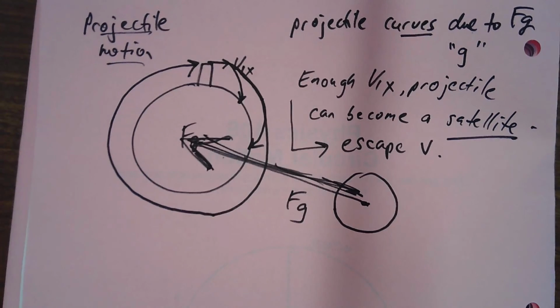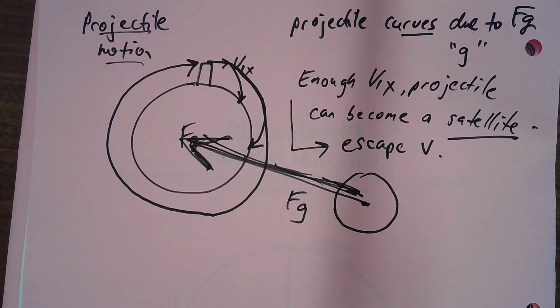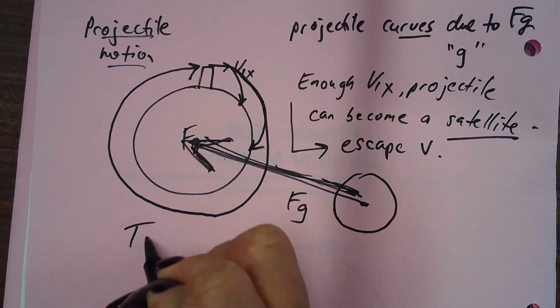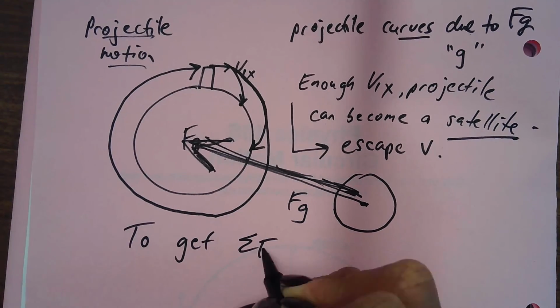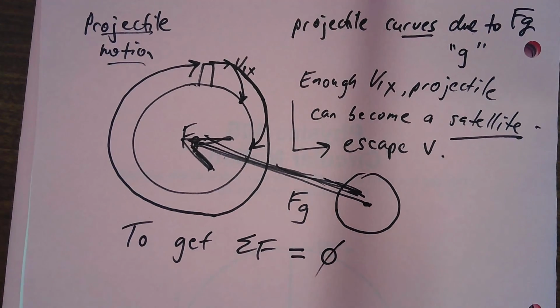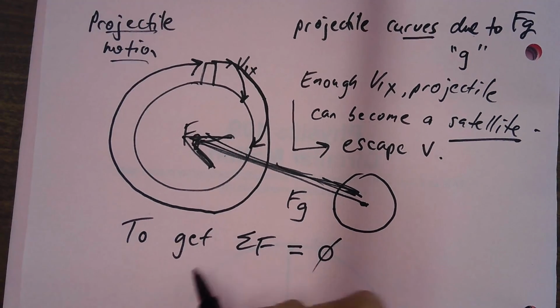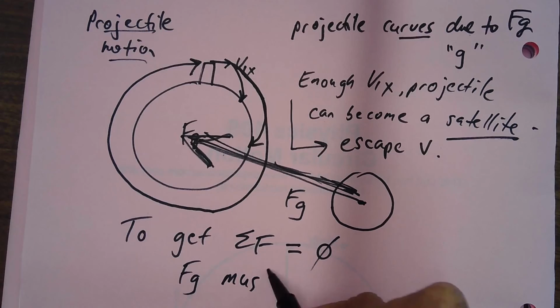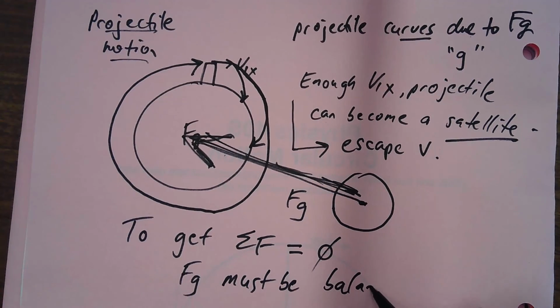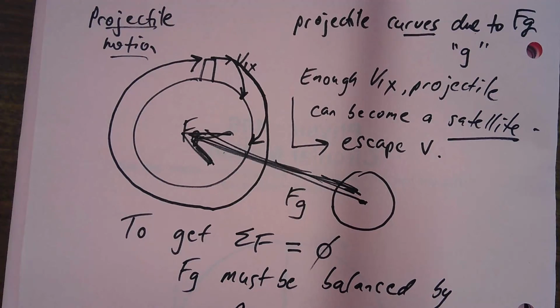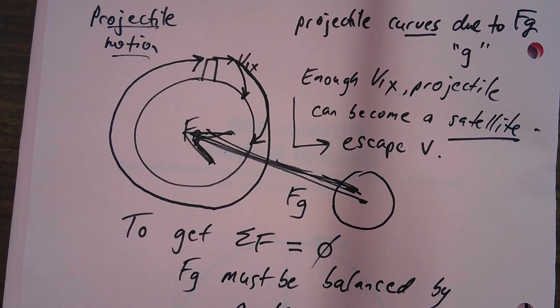You see the big arrow there? What do you need to do so that this arrow becomes balanced by something else? There has to be another force pulling against it. The arrow has to go somewhere. There has to be another force, right? So in order to get a net force of zero, this is a state of equilibrium, the FG must be balanced by another force. Do you agree?